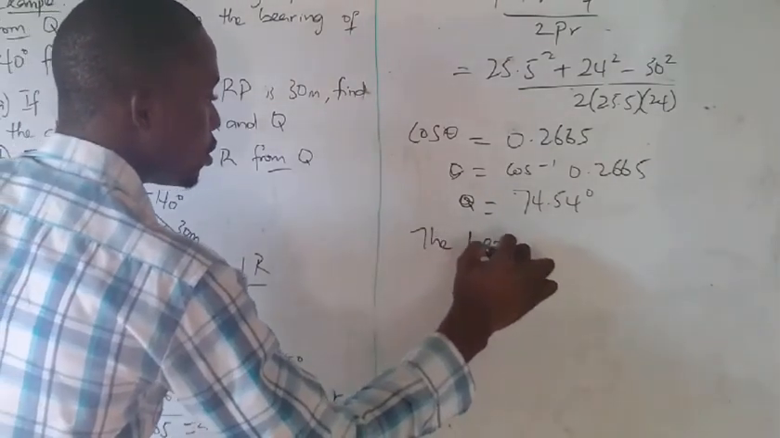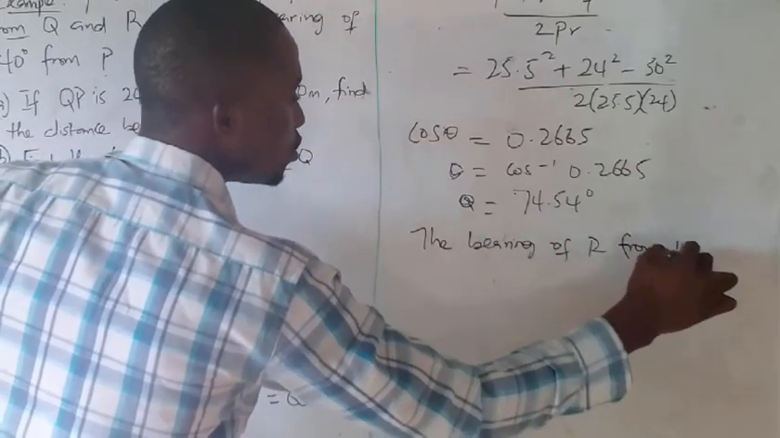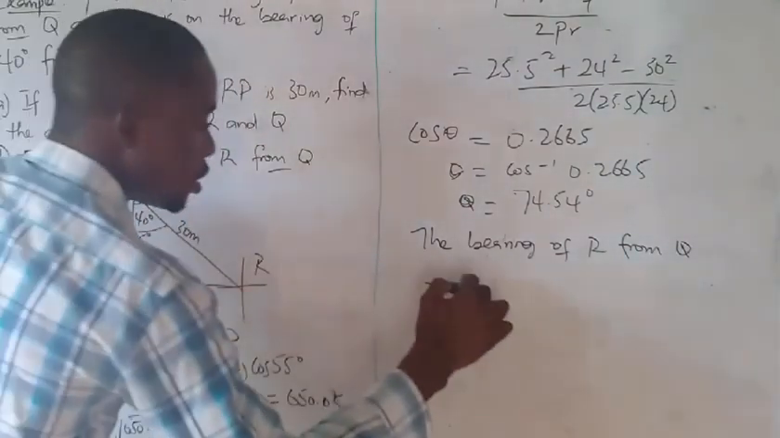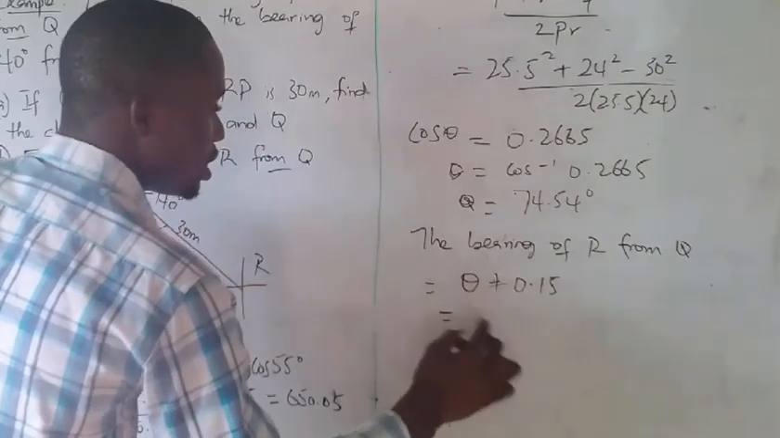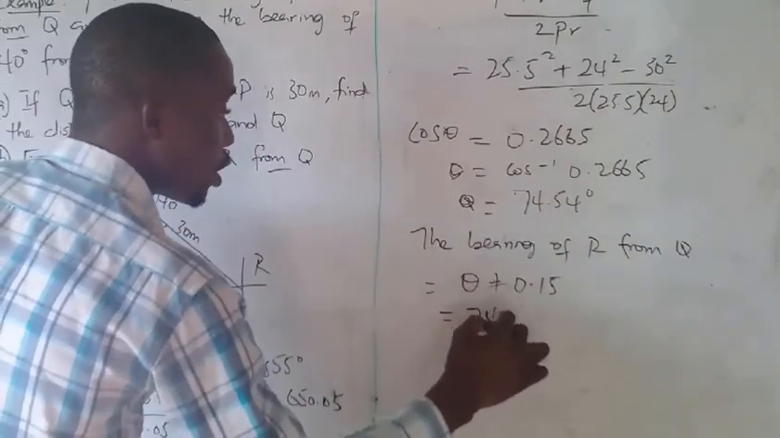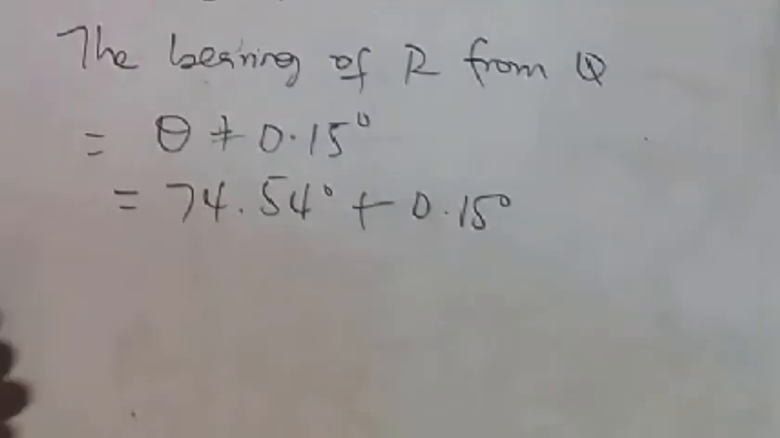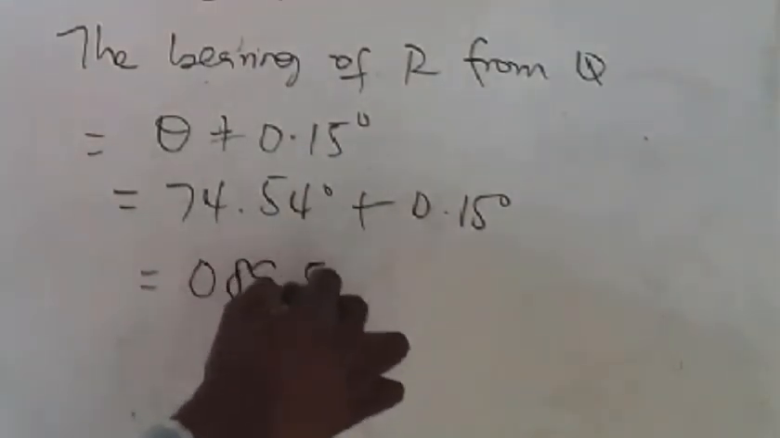Now, how to get the bearing of R from Q? The bearing of R from Q will now become theta plus 0.15, which theta is already 74.54 degrees. That's plus 0.15 degrees. In which case, we have the bearing of R from Q to be equal to 0.89, 0.56.